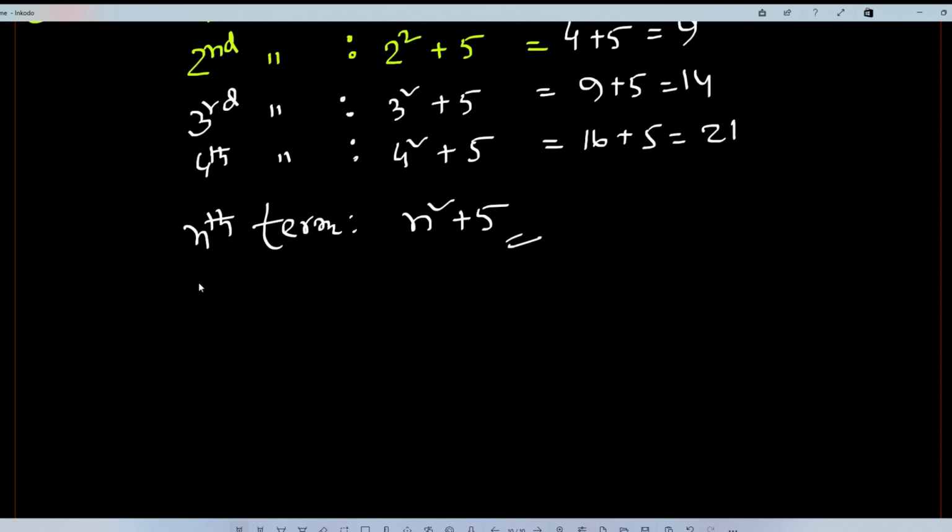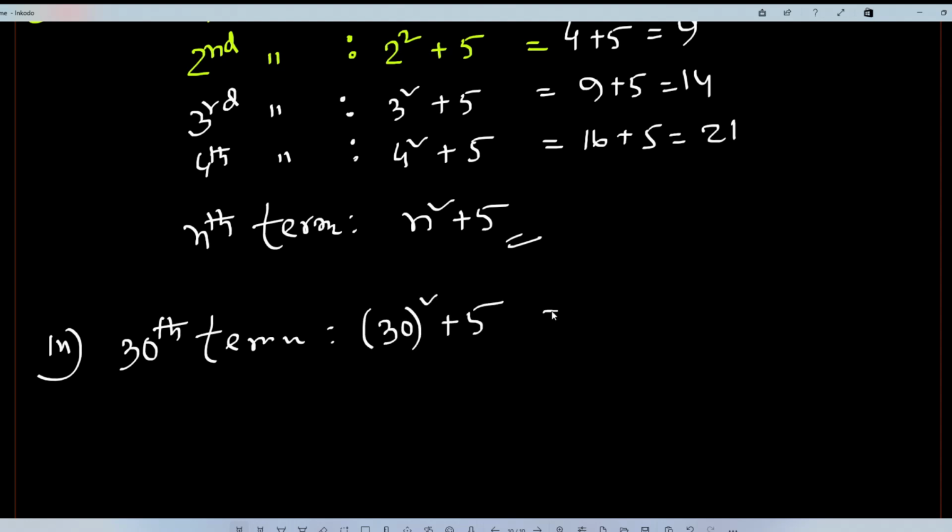If we know the nth term, we can easily find the 30th one. What is the 30th term? 30 square plus 5. So 30 square means 900 plus 5, it means 905. Okay, this is very easy.